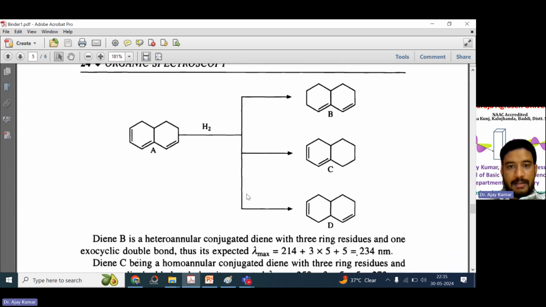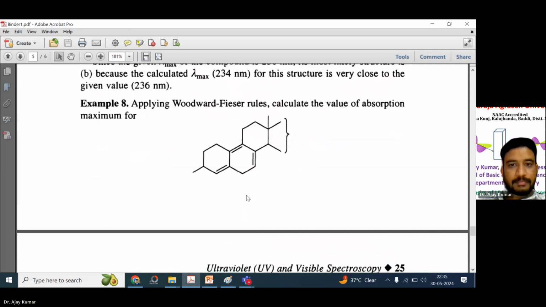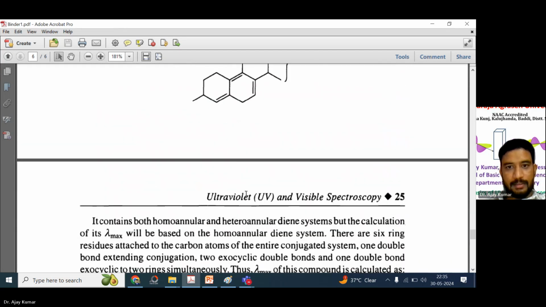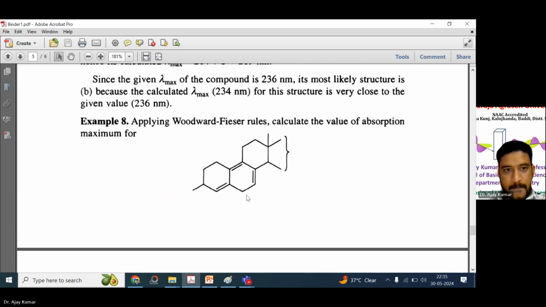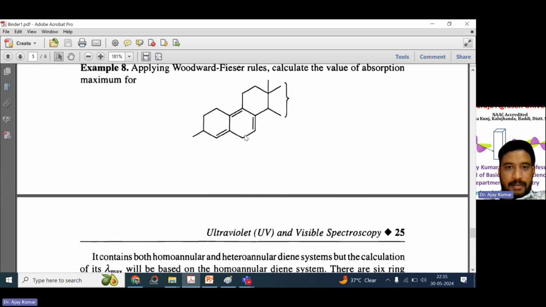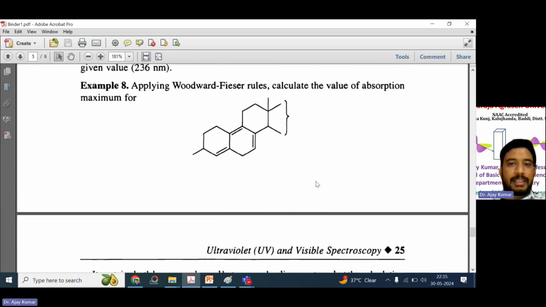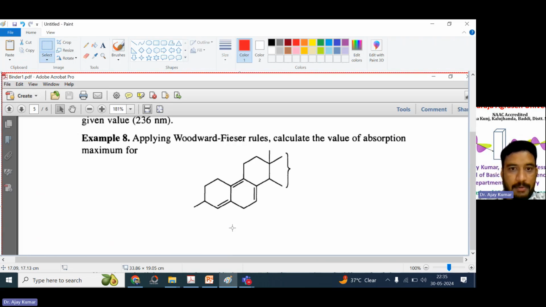We have more examples. Okay, this is our diene system. Here the base value is 253 nanometer, and as we know, 253 nanometer is for homoannular diene. Here is one important concept which we have to discuss. If we talk about only this structure, this is a homoannular diene because this double bond is in the same ring, and this is also in the same ring.